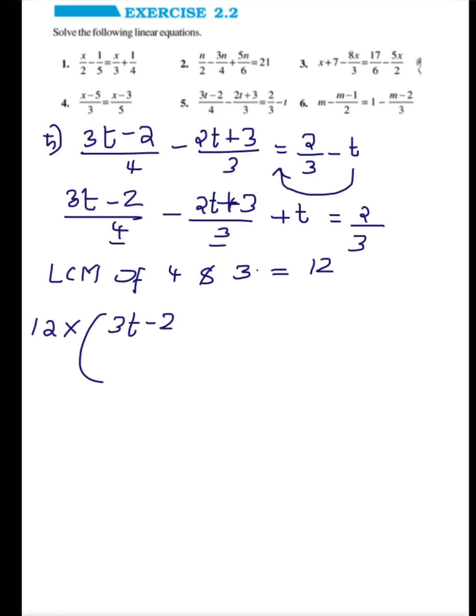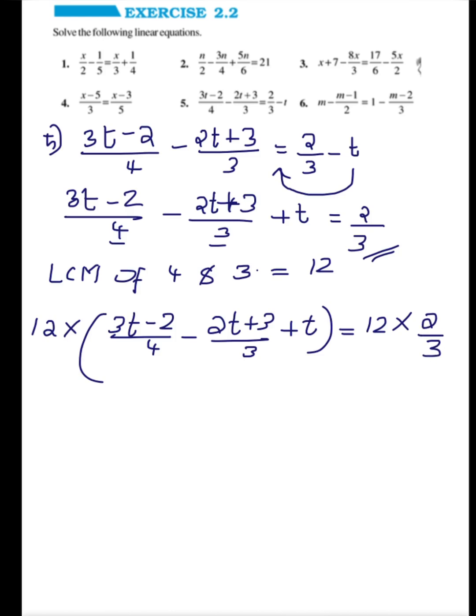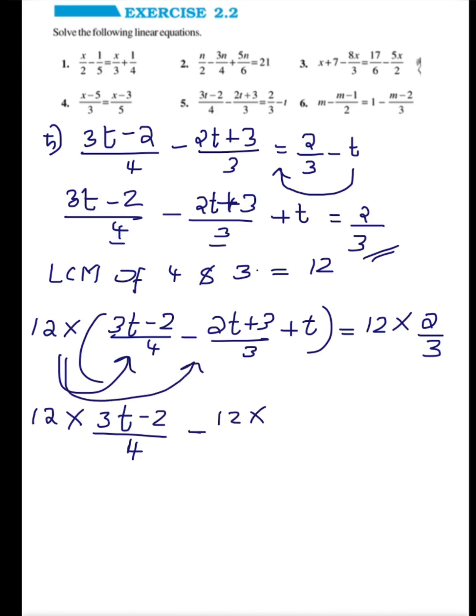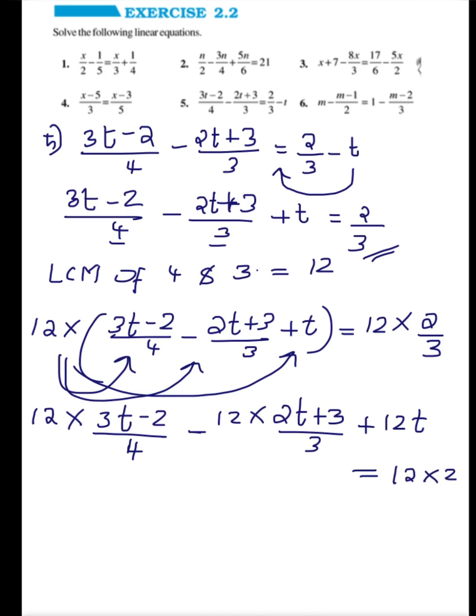In the left hand side you have 3t minus 2 by 4 minus 2t plus 3 by 3 plus t. Okay, is equal to 12 into, both sides you have to multiply. In the right hand side you have got 2 by 3. So 12 into 2 by 3. Now let's open the brackets. So if you are opening this bracket, what you will get? 12 into 3t minus 2 divided by 4 minus 12 into 2t plus 3 divided by 3, plus 12 into t means plus 12t, is equal to 12 into 2 divided by 3.